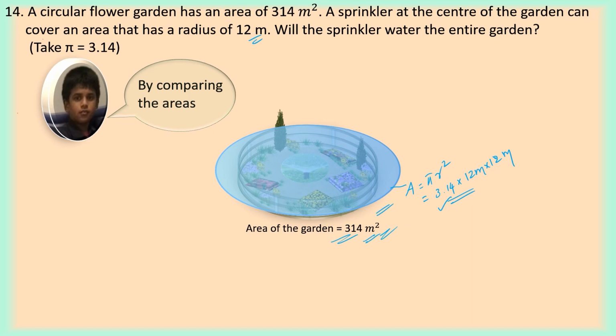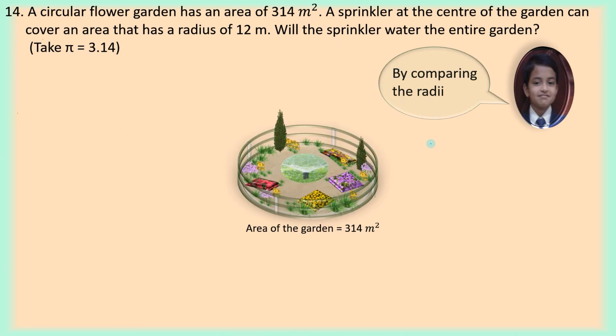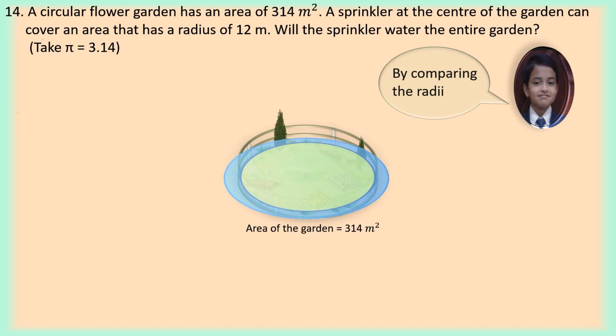Next, let us do this Taki's way. Here Taki said we can solve this by comparing the radii. Here we know the radius, that is the radius of the area that can be covered by the sprinkler. It is 12 meters, and we have to compare this radius with the radius of the garden. So for getting the radius of the garden, let us go back to Achu's way. That is, if both the areas are equal, or the area that can be covered by the sprinkler is greater than the area of the garden, then the sprinkler will water the entire garden, isn't it?